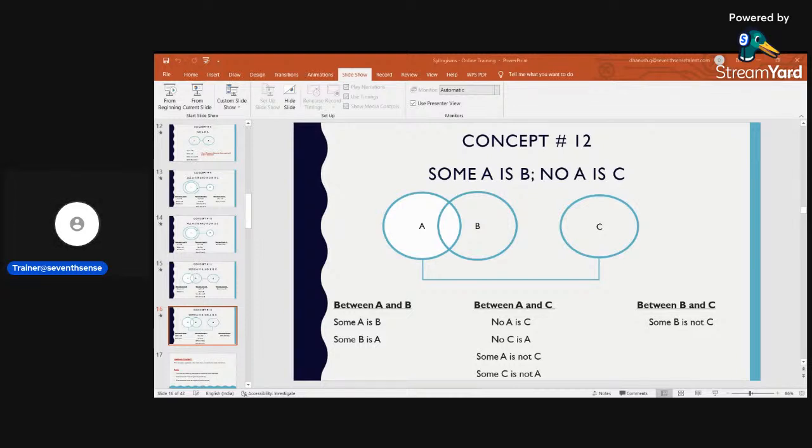Statements: all lotus are flowers and no lily is lotus. They have given the conclusions: no lily is flower and some lily is flower. So how can we represent this in a Venn diagram? All lotus are flowers, so lotus will be within the flower circle, and lily is not connected with lotus, so it will be a separate circle, and we will represent these two with a connecting line which indicates no direct connection, right?